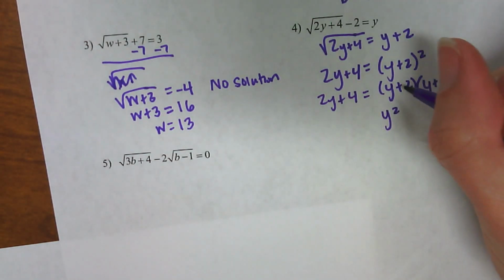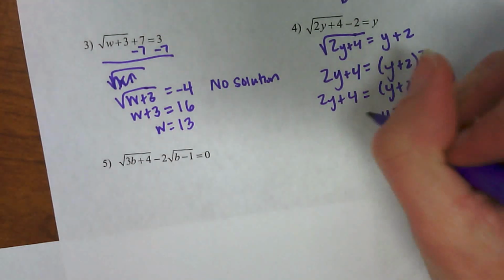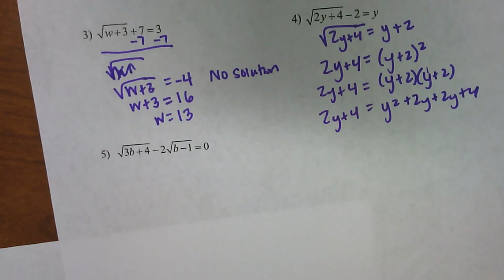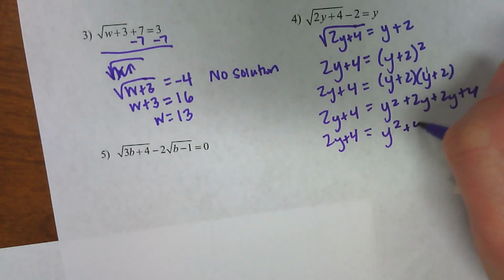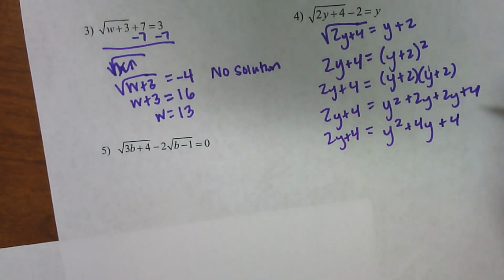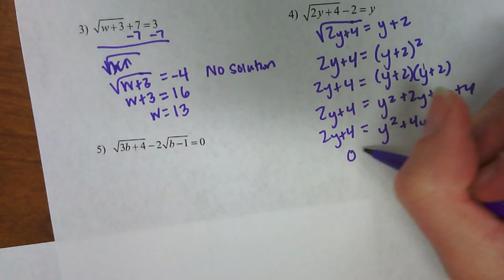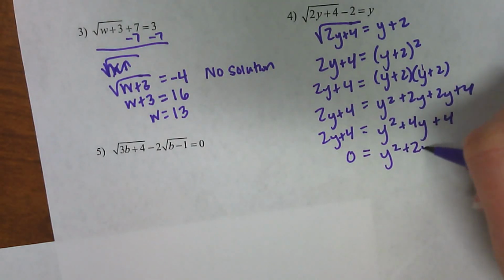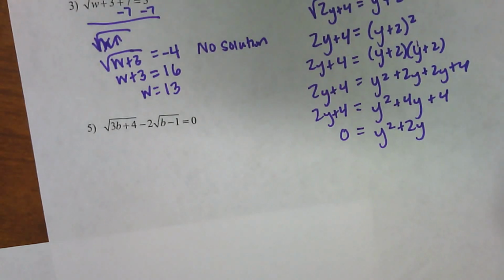When I do, it's going to be y squared plus 2y plus 2y plus 4. And then I've got 2y plus 4 on this side. I'm going to combine any like terms that I have on the right. And then I have a quadratic to solve, so I need to get my equation set equal to 0. When I subtract the 2y from both sides, I'm going to have 2y here. And I subtract the 4 from both sides, there's no constant.